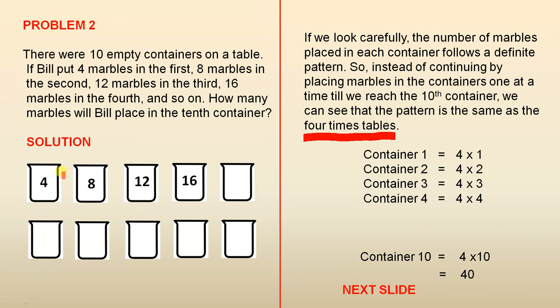See that? Look at that. 4 1s are 4. 4 2s are 8. 4 3s are 12. 4 4s are 16. So container 1 is 4 times 1. Container 2 is 4 2s. 4 3s. 4 4s. So if we continue on with that pattern, and so on, that means we continue doing the same thing. When we get to the 10th container, we have 4 times 10 is 40. And see, we've just found a simple pattern involving the 4 times tables. Let's look at the next slide.